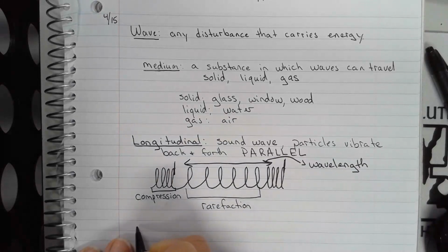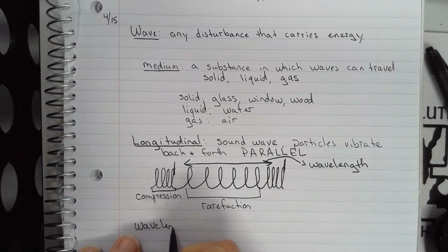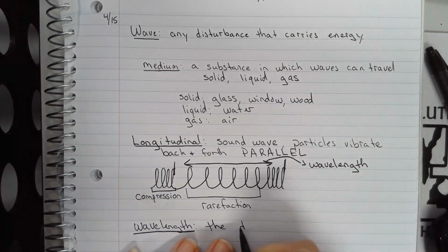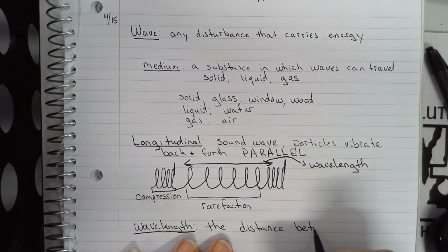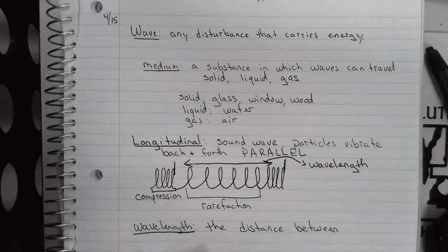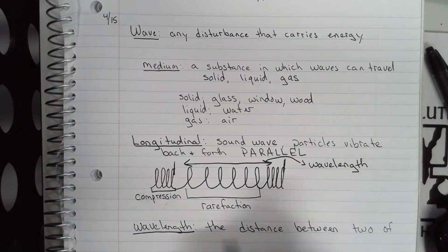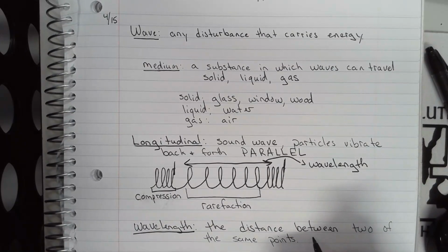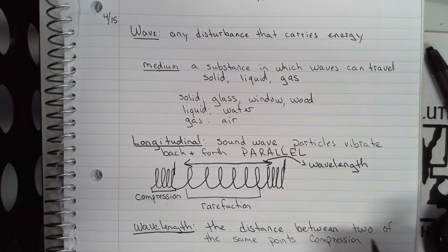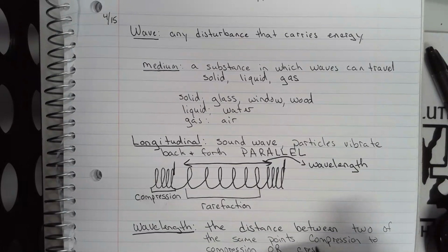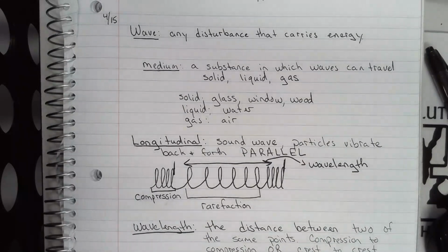So let's define our wavelength here. The distance between two of the same points. So in a longitudinal wave, that means compression to compression, or, and we're going to get to this in a second, from crest to crest. Okay, and that's going to bring us to our next wave.